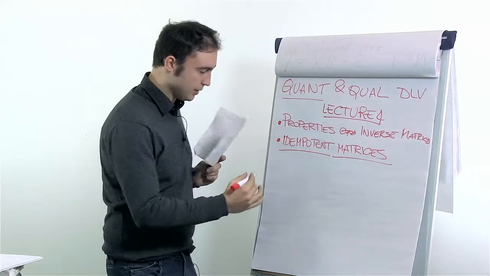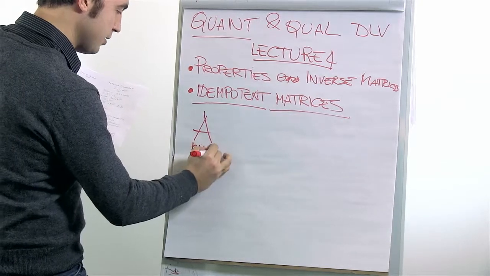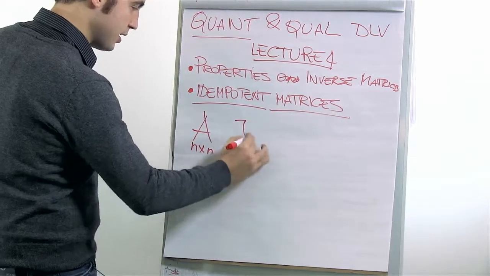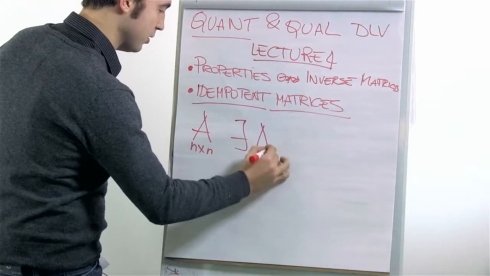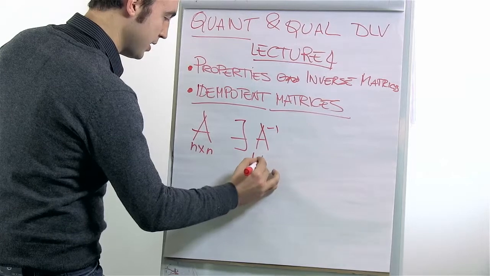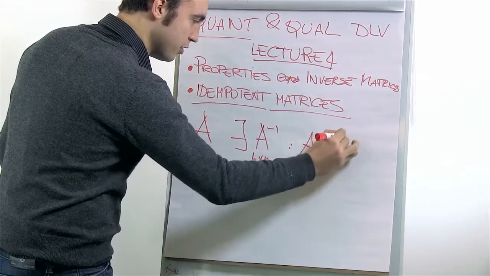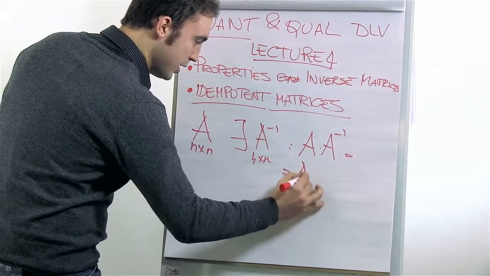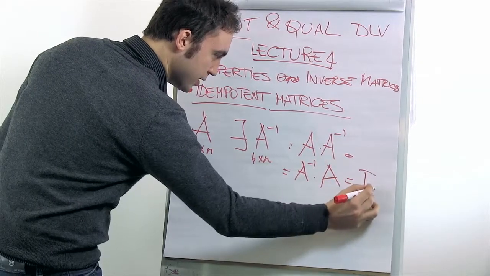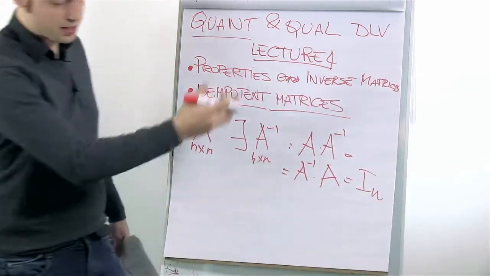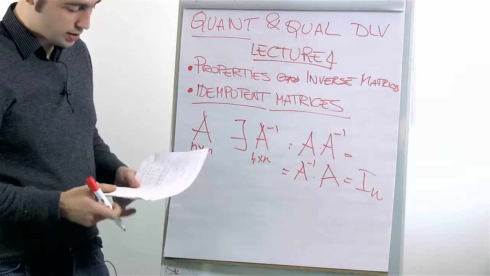Why? Because if we have a matrix A that is m by n, then there exists a unique matrix that we can call A inverse, that is also m by n, such that A multiplied by A inverse is equal to A inverse multiplied by A, that is equal to the identity matrix. And this is the real definition of an inverse matrix.